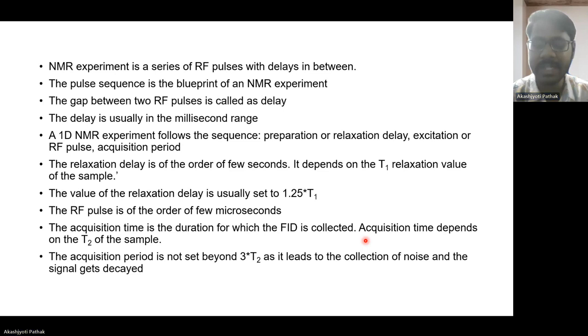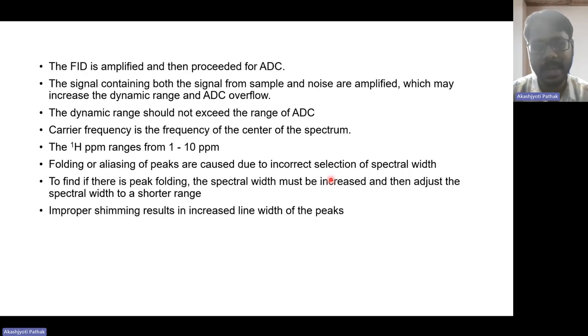Now, the FID is amplified and then proceeds to the ADC. ADC is the analog to digital converter. Once you collect the FID, it is amplified and converted by the analog to digital converter. This signal will contain both the signal from the sample and the noise, which may increase the dynamic range and cause ADC overflow. So the dynamic range should not exceed the range of the ADC.